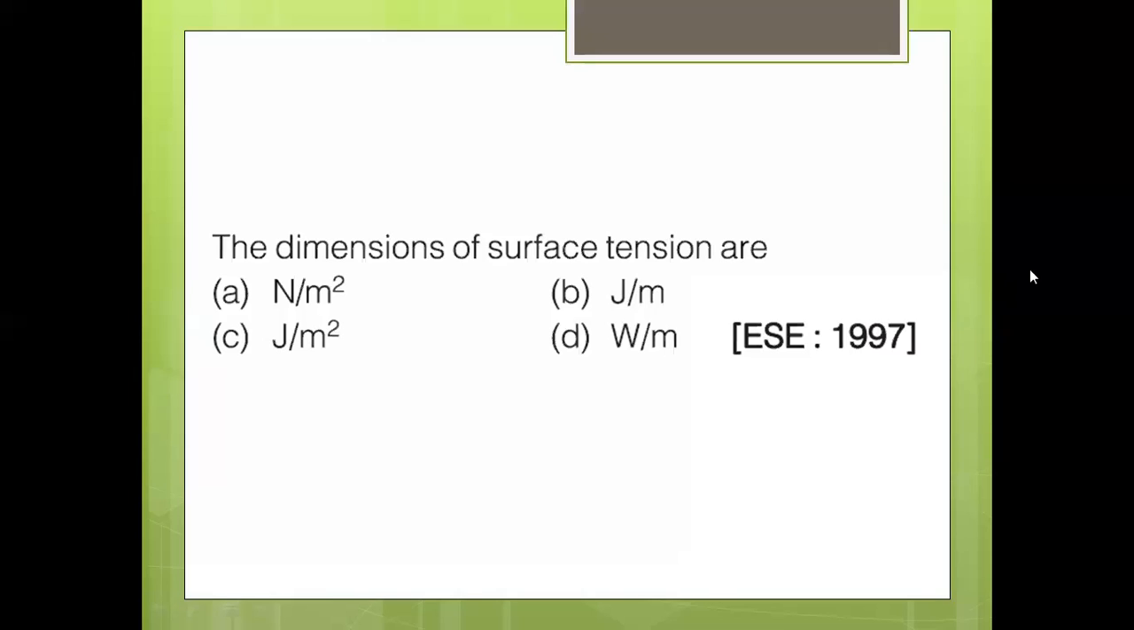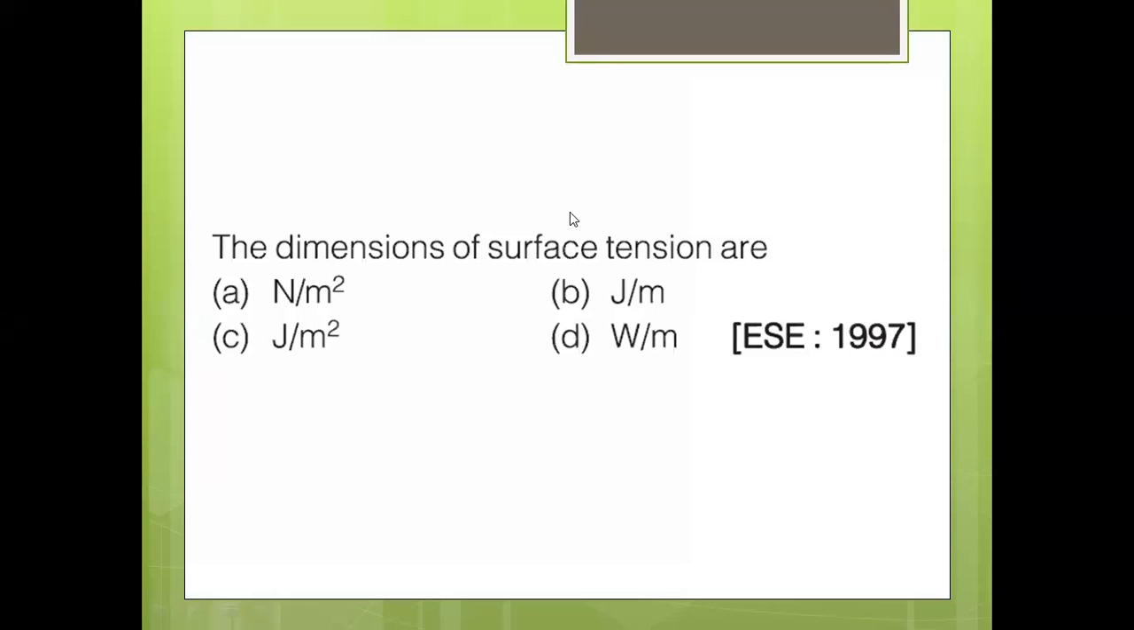Can anyone tell me the answer? Option A. Option B. Option D. Option B, watt per meter. Again, it is not the answer.